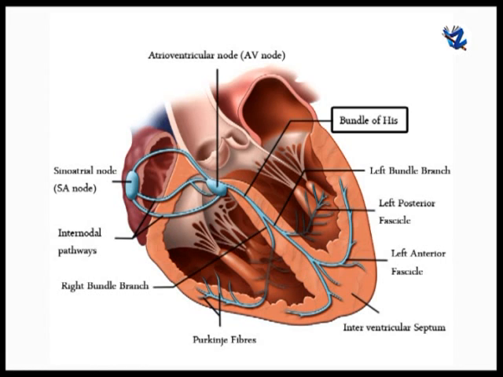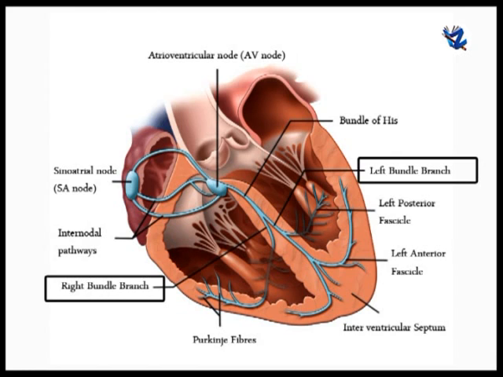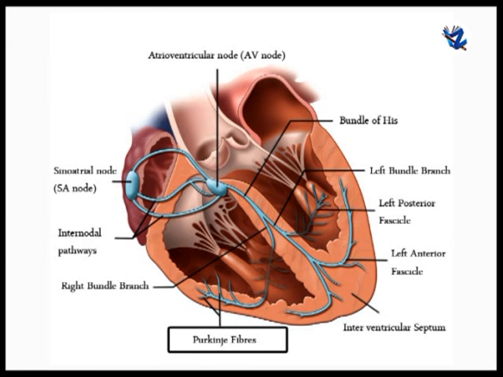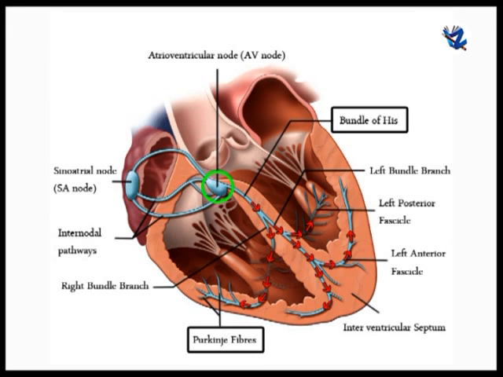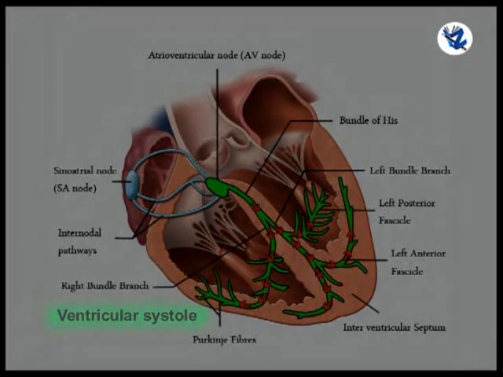Now the bundle of His. It arises from the AV node and divides into right and left bundle branches located in the interventricular septum. The bundle branches give rise to Purkinje fibers which penetrate into the myocardium of the ventricles. The bundle of His and Purkinje fibers conduct the wave of contraction from the AV node to the myocardium of the ventricles, causing their contraction, that is ventricular systole.